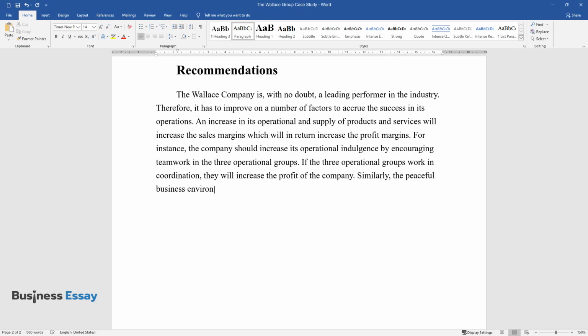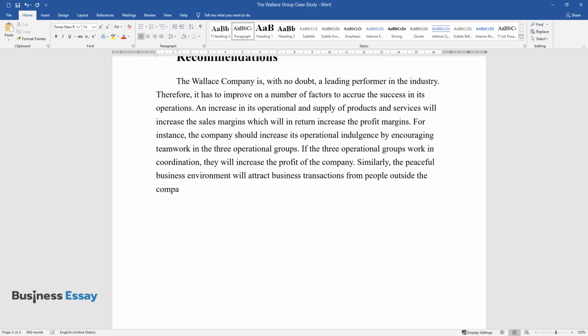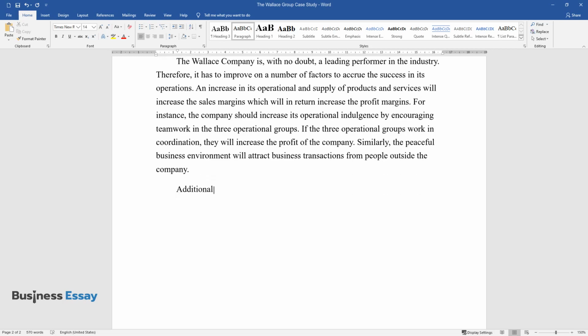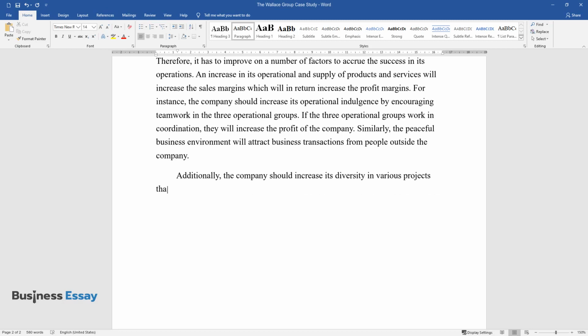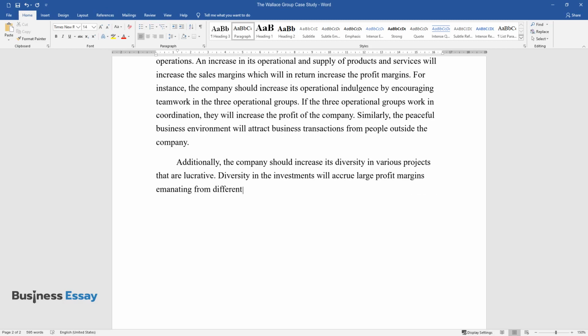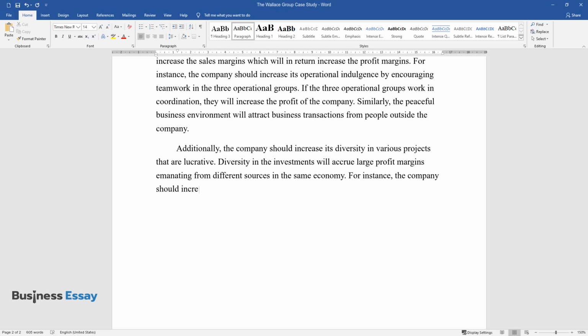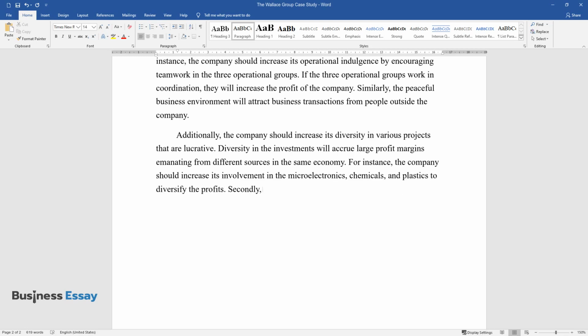Similarly, the peaceful business environment will attract business transactions from people outside the company. Additionally, the company should increase its diversity in various projects that are lucrative. Diversity in the investments will accrue large profit margins emanating from different sources in the same economy. For instance, the company should increase its involvement in the microelectronics, chemicals, and plastics to diversify the profits.